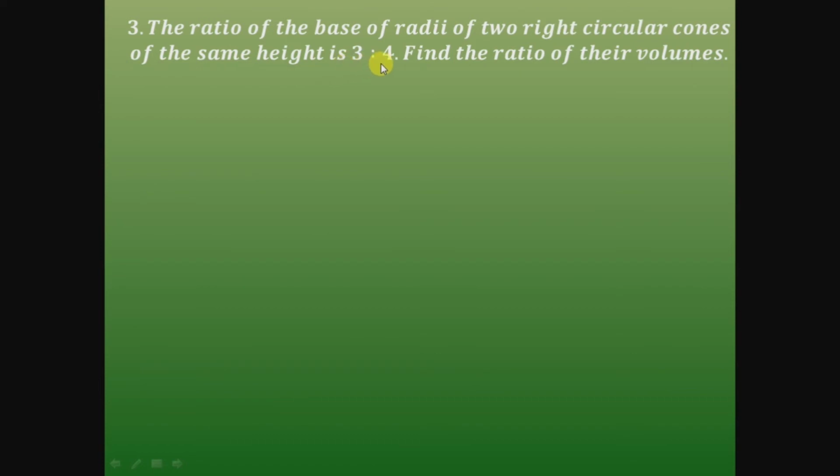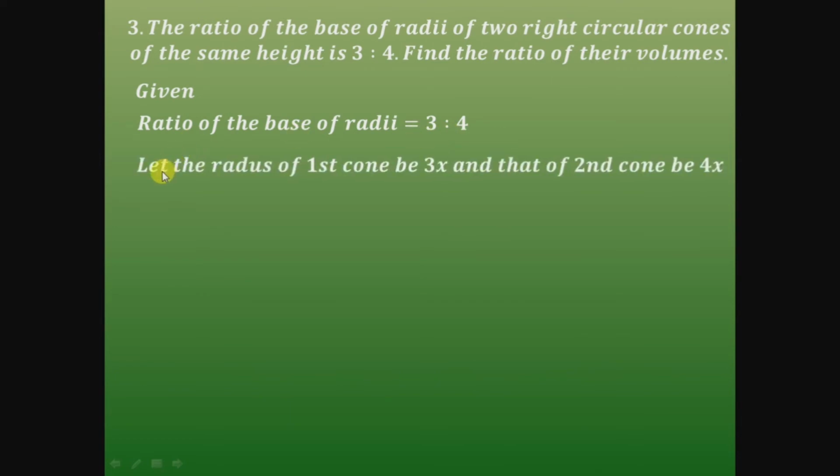Next question: the ratio of the base radii of two right circular cones of the same height is 3:4. Find the ratio of their volumes. Given ratio of the base radii is equal to 3:4. Then let the radius of the first cone be 3x and that of the second cone be 4x. Let the height of both cones be h because they are of the same height. We need to find the ratio of their volumes.